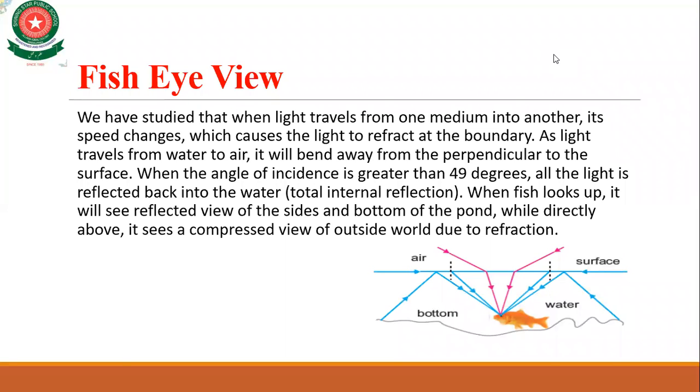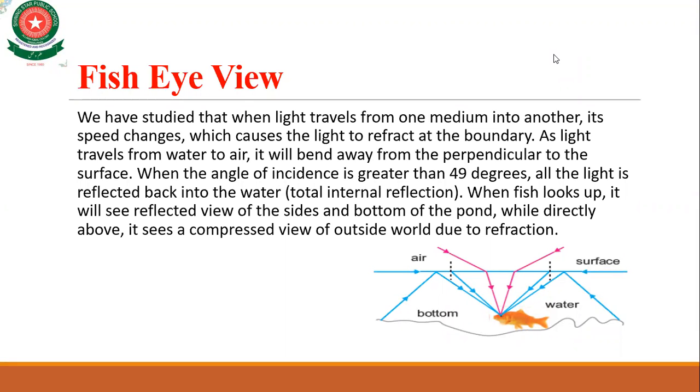Okay. So here we have discussed how a fish can see what is on the surface and around the surface of water. Whenever light enters at an angle greater than 49 degrees, all the light is reflected back into the water. You can see there that some rays are reflected from the surface of water because they are crossing from one medium to another, but with an angle greater than 49 degrees. So that's why they are reflected back.